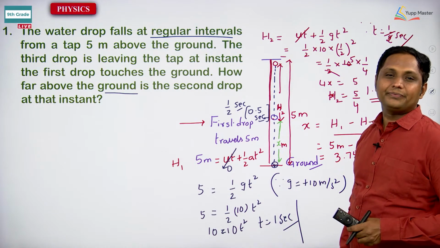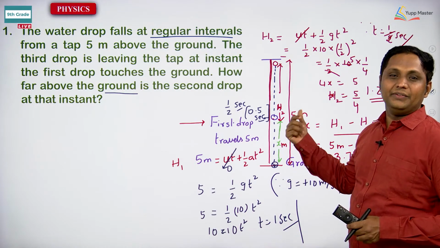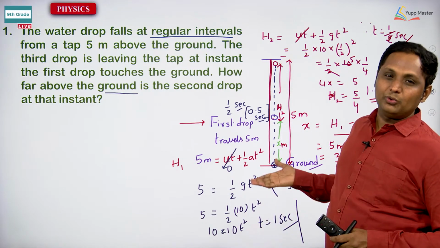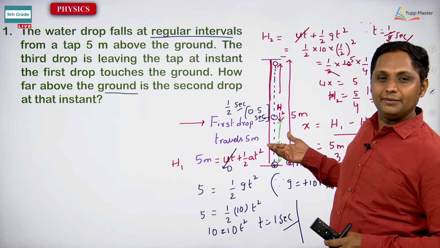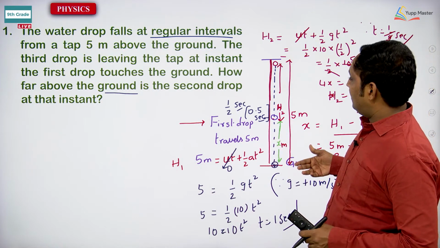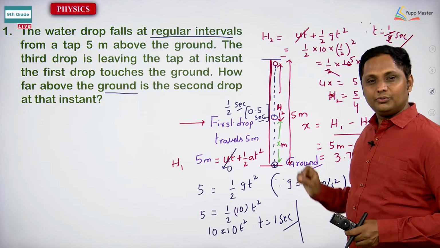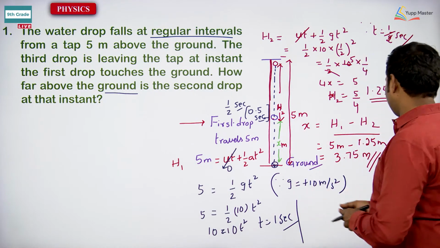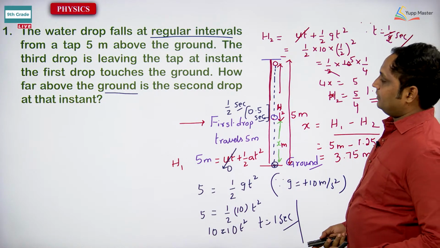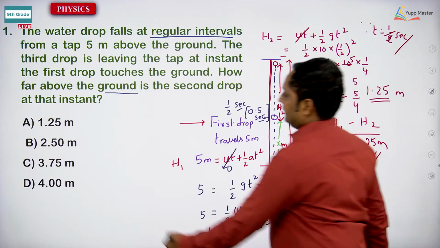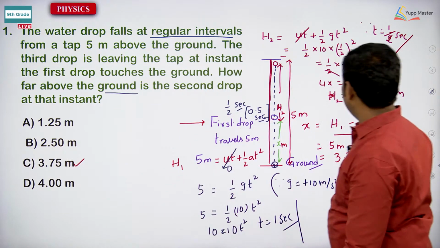So, you are going to get this: what is the distance between the second ball and the ground, just above the ground, the position of the second ball, second drop? We are going to call it the drop above the ground. It is very simple. Let us see the answer, we are going to get this. Okay, we are getting this one. Very simple.